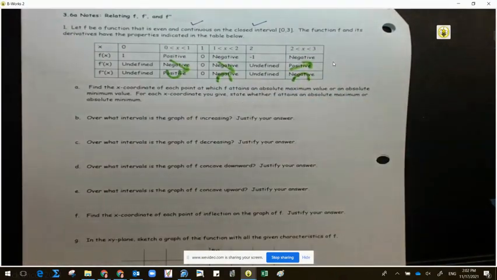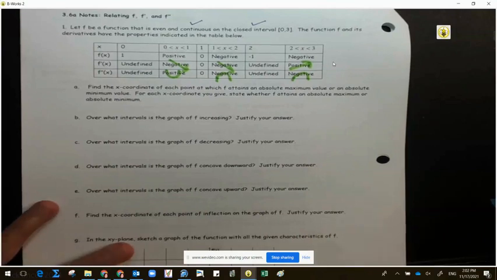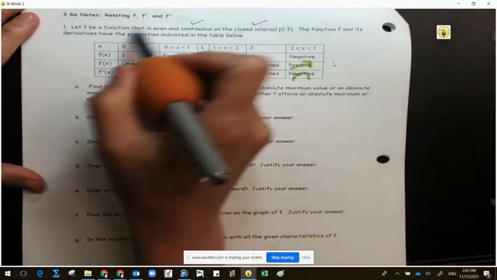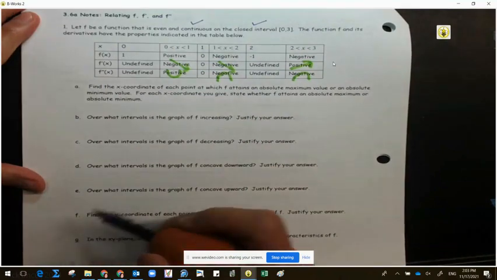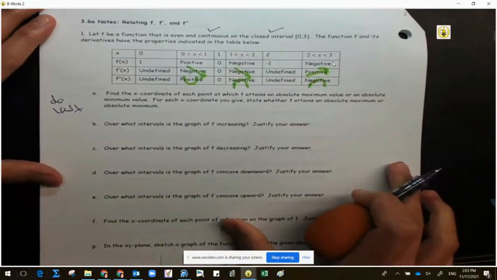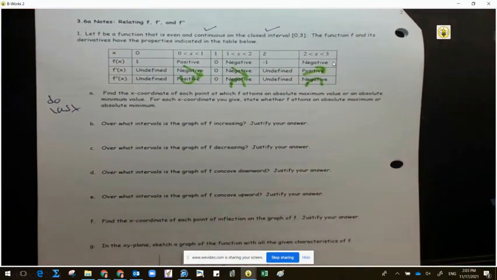On part A, Dylan, go ahead and read part A. Every point at which f obtains an absolute maximum value or an absolute minimum value. For each x coordinate given, see whether f contains an absolute maximum or an absolute minimum. To find the absolute minimum and maximum of anything, we need to see the graph, right? From B all the way to F, we're going to end up making a graph on the bottom. So let's save A until the very end. Do it last. It'll make more sense that way. Otherwise, you have to think too hard.